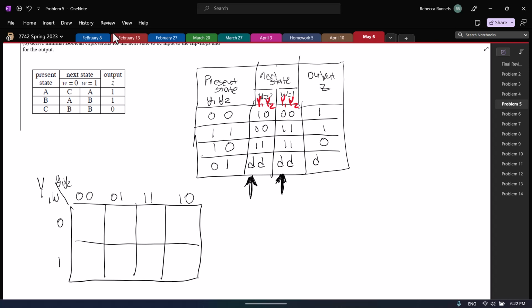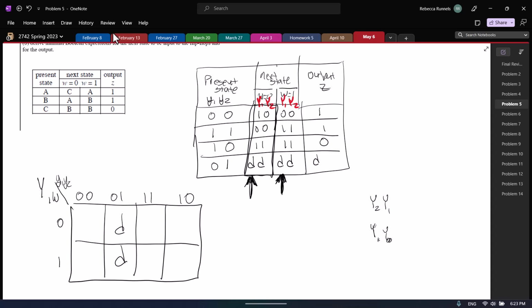Notice sometimes we put the most significant bit at the beginning and sometimes we put it at the end. Probably would have been more kosher for me to write this as y2, y1, or even as y1, y0, but there's not a rule, and so you'll see it every which way. Okay, so I know when the present state is 0, 1, I have don't cares, so I'll just go ahead and fill those in.